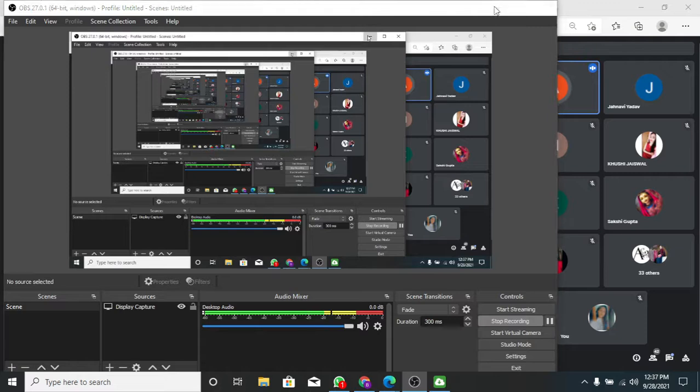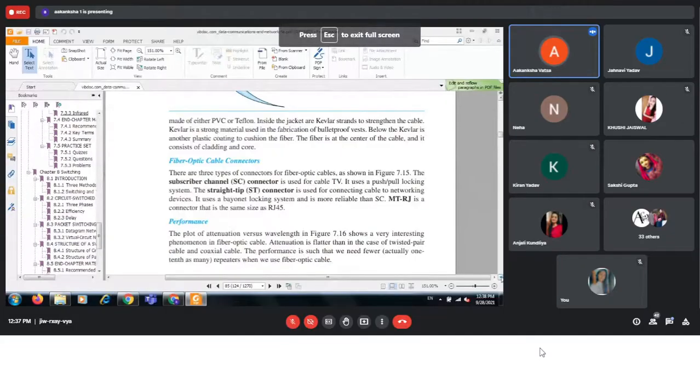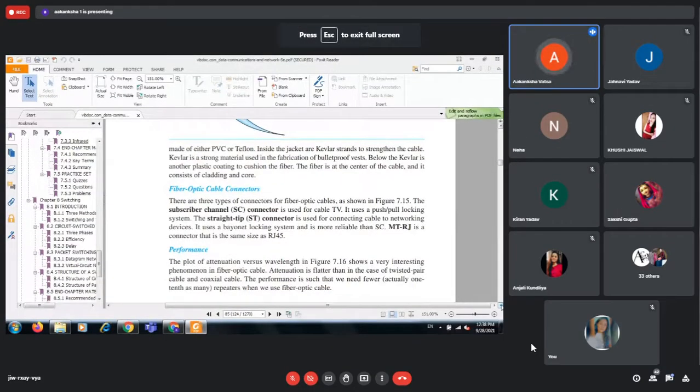We can use the subscriber channel connector, that is the SC connector, for connecting fiber optic cables, and this is basically used for cable TV. In earlier days when we had cable TVs before set-top boxes, or maybe for set-top boxes, if you're using a fiber optic connector and cable at the subscriber, then you can use the SC connector for connecting it to the cable TV. It uses a push-pull locking system.